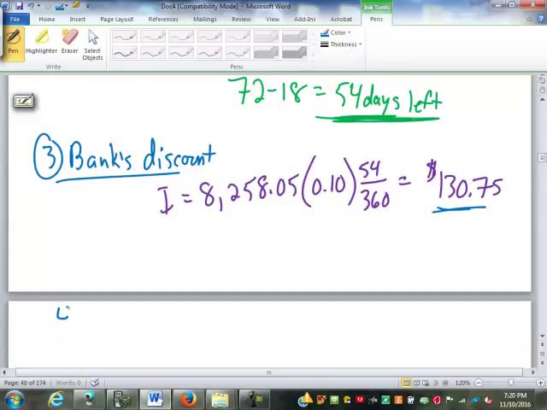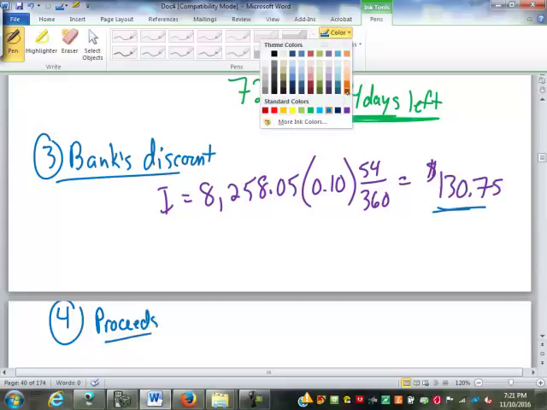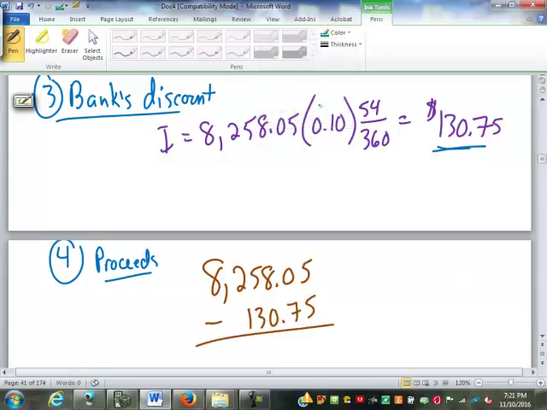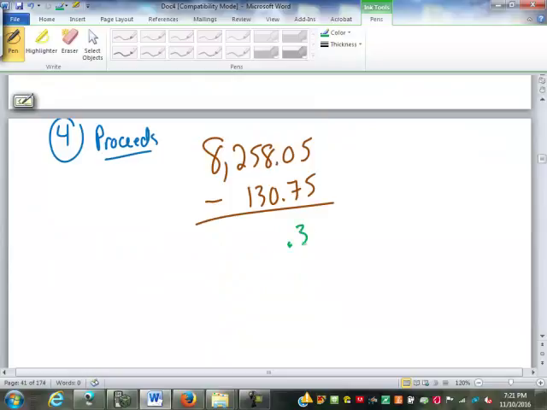Leading us to step 4. The proceeds. So set maturity value 8258.05 minus the bank discount. $8,127.30.